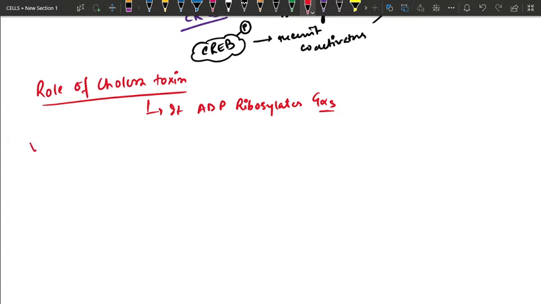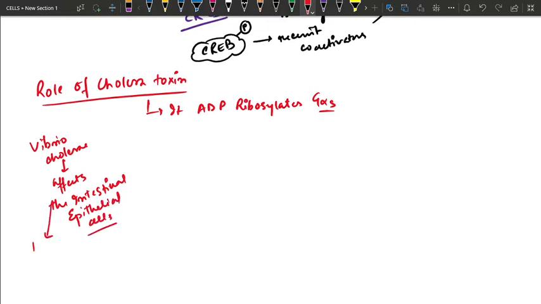Cholera toxin comes from the bacteria Vibrio cholerae, and it affects the intestinal epithelial cells. As a result of that, we know that it causes diarrhea.